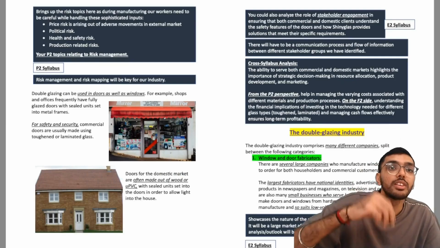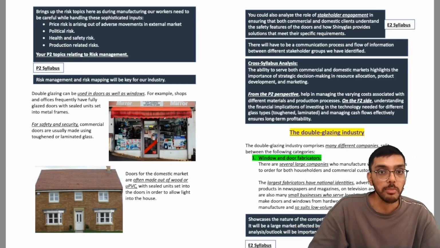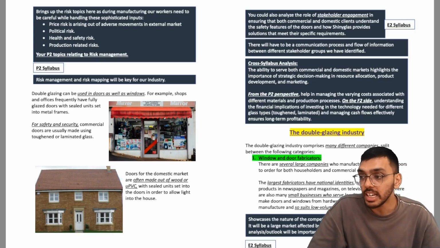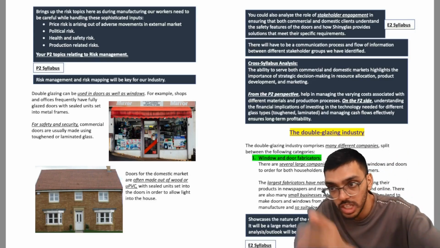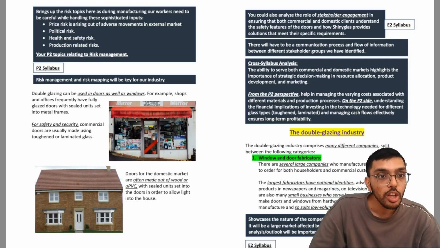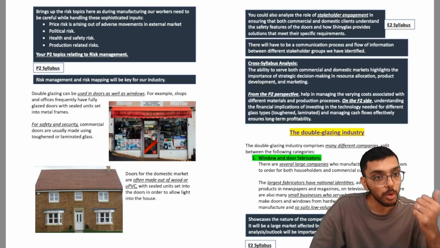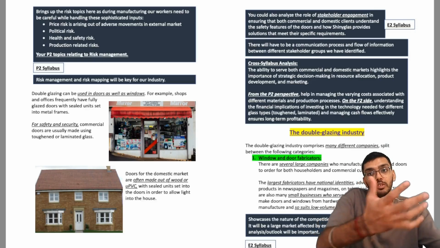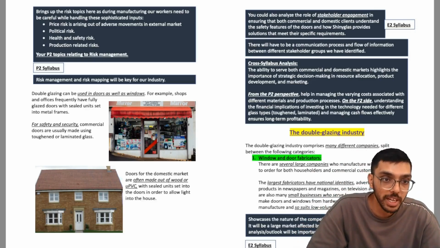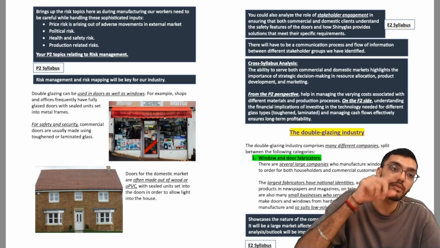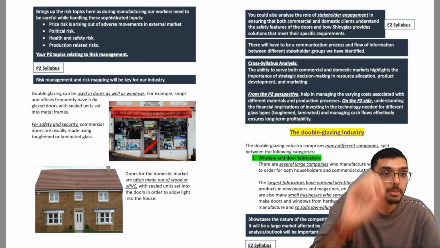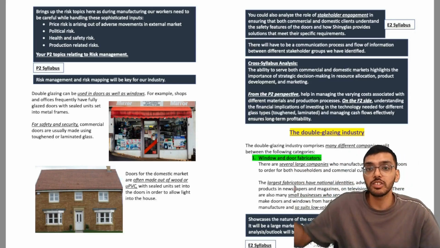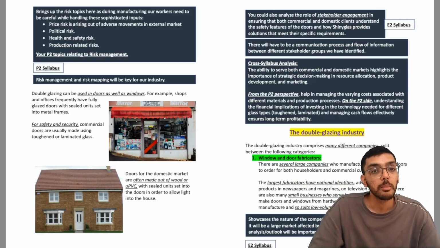So this brings up my risk topics over here. As during manufacturing, our workers need to be careful while handling these sophisticated inputs which are heavy, sharp, can cause issues. So your product risk, political risk, health and safety risk, production related risks, even price risks, because you will have to buy these inputs, comes into the picture over here. So your risk management framework, risk mapping from the P2 syllabus, risk related decision making from your P2 syllabus becomes very important and a vital discussion in this situation.